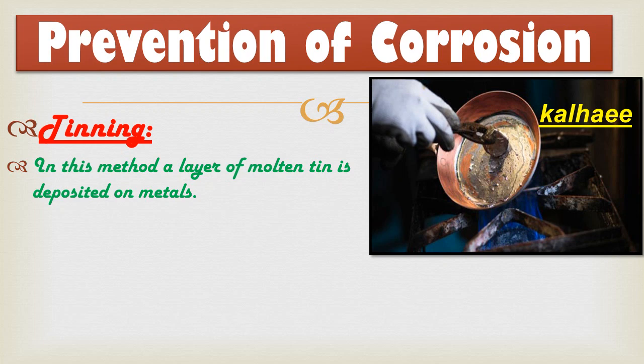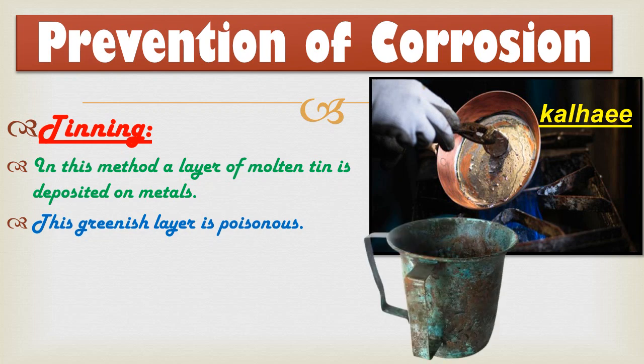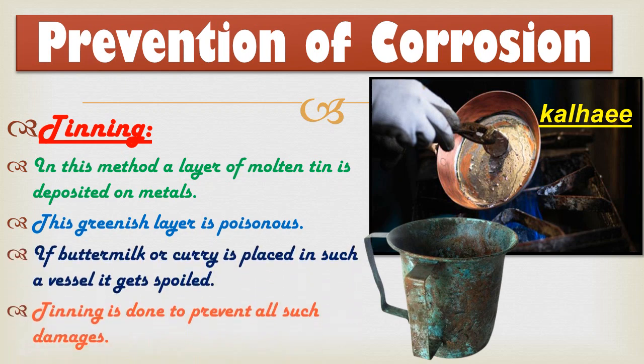Okay, and a greenish layer forms on the surface of copper or brass vessels. This greenish layer is poisonous for us, and if buttermilk or curry is placed in such a vessel, it gets spoiled easily. Tinning is done to prevent all such damages.